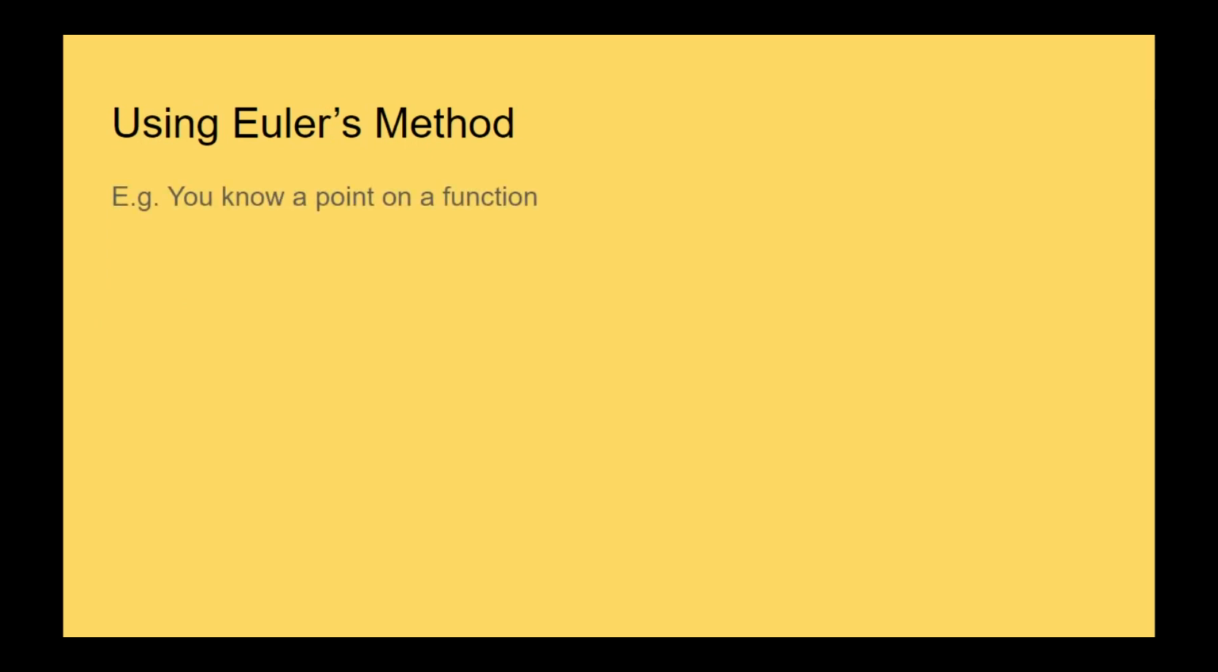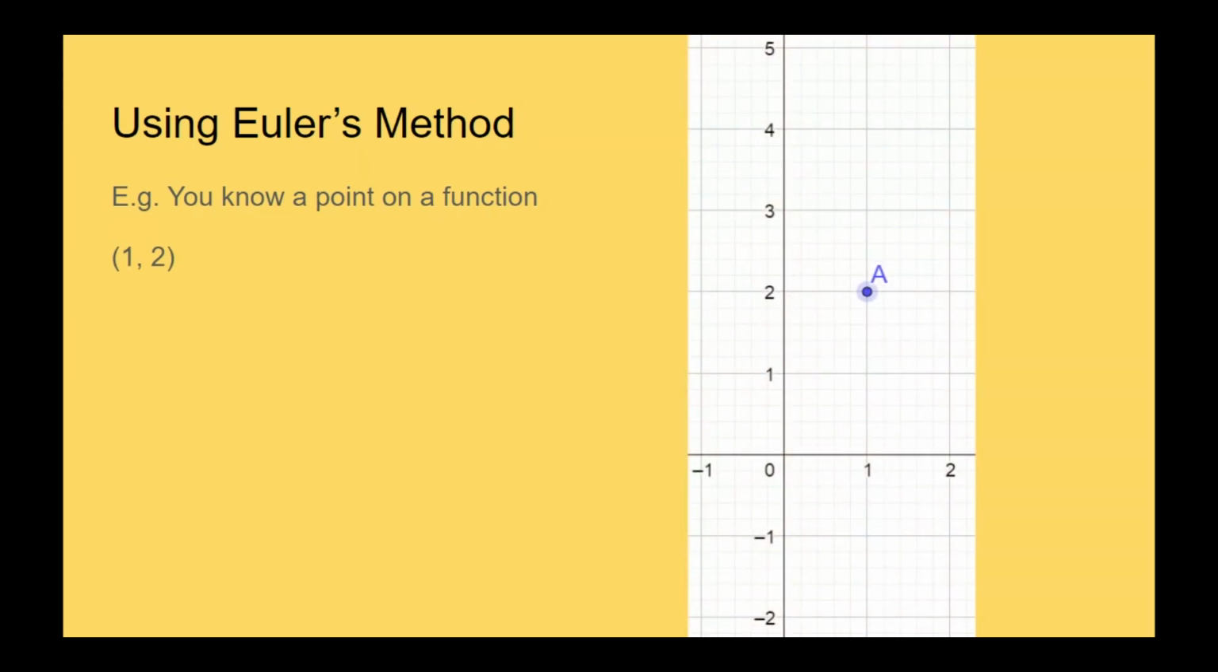Right. Let's look at an example. We know a point on a function. We don't know the function, we've got a point there. And we know the gradient function. It's a little bit more interesting this time. We don't know what the graph looks like.